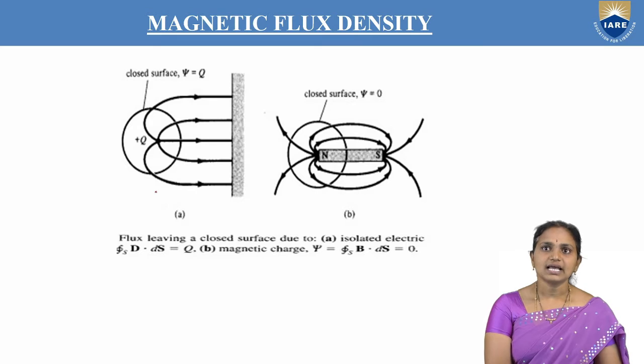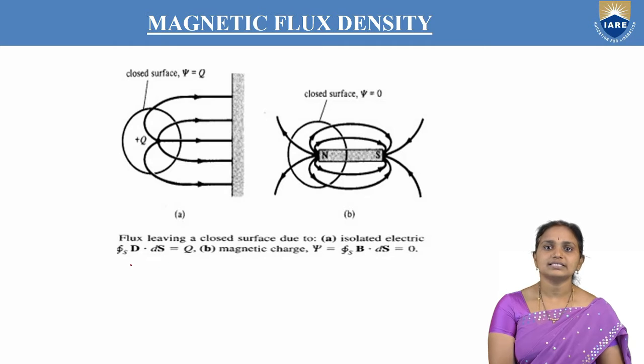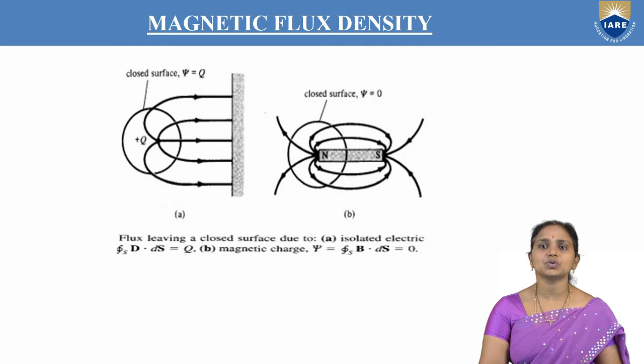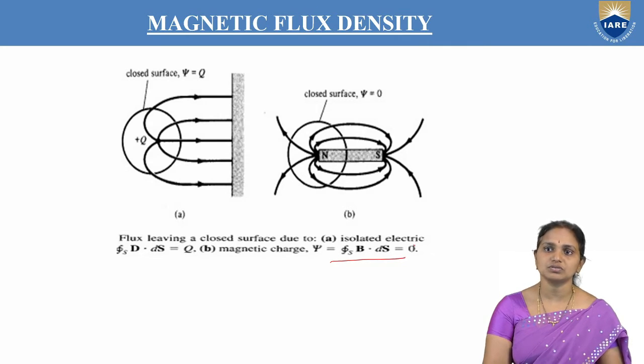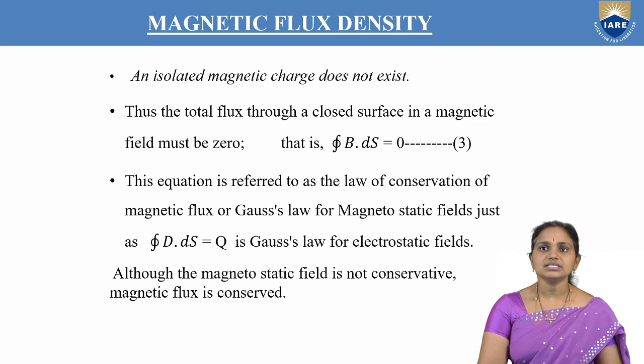As electric flux lines do not take a closed surface, their relation is closed integral D dot ds equal to Q. But magnetic flux lines always require a closed path, and that is given as closed integral B dot ds equals 0. What we can say here is an isolated magnetic charge does not exist. That means if you cut a magnet into smaller pieces, each piece always has both south and north poles. The total flux through any closed surface in a magnetic field will be 0.